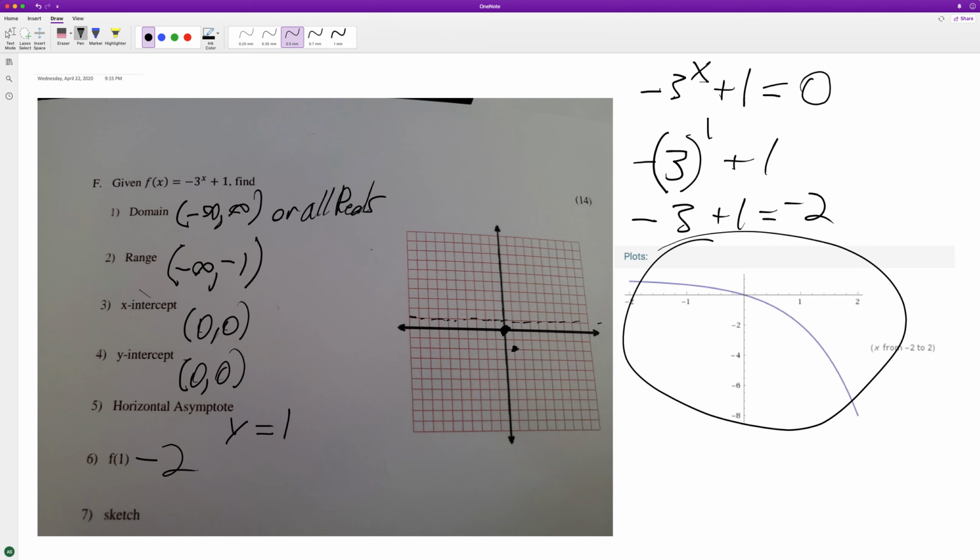What about, because this graph on the right here is not proportional, when we plug in 2, we end up with 9. Negative 9 plus 1 is negative 8, so 4, 5, 6, 7, 8. So something like this. That's it.